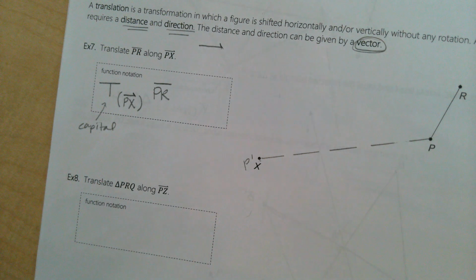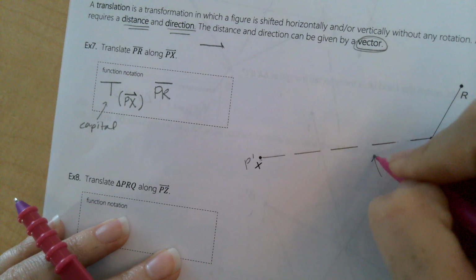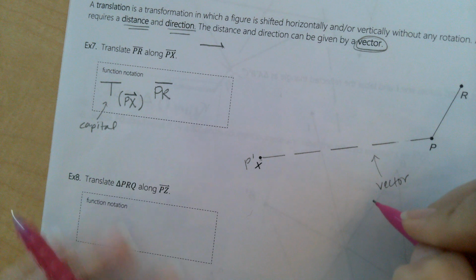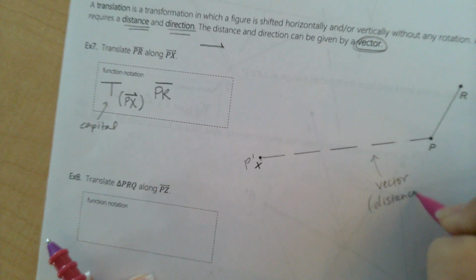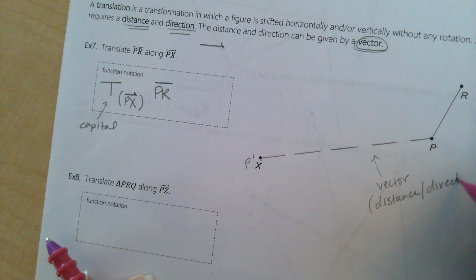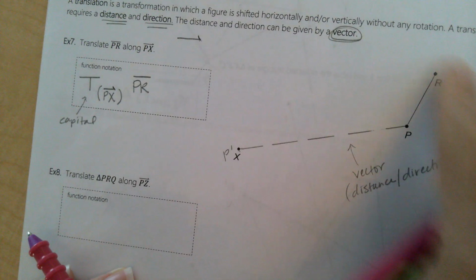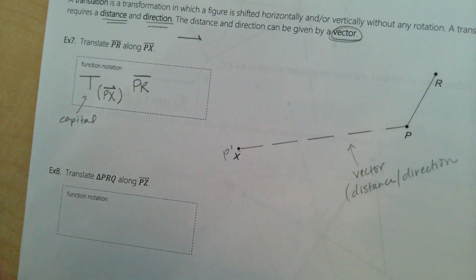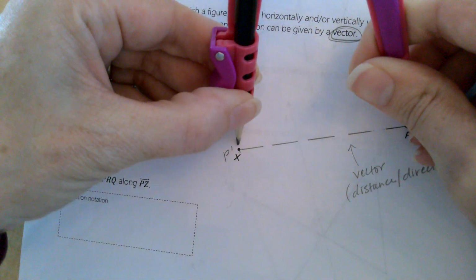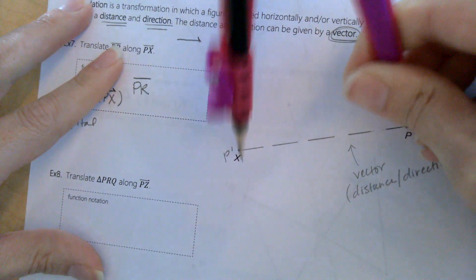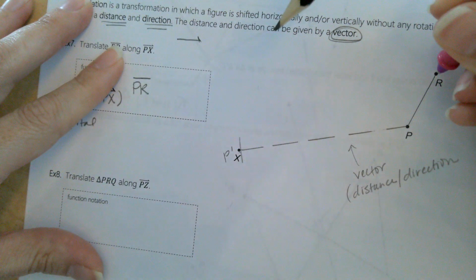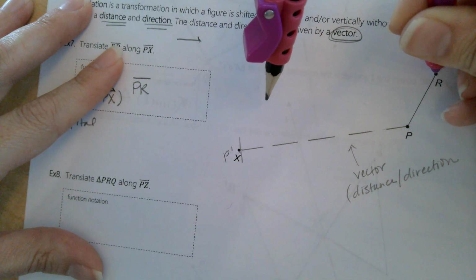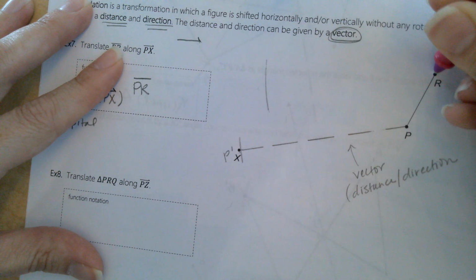Okay, so again, this is the vector here. It gives me the distance that I go and the direction I go for every point on this figure. So the next point I have to take is R. So I've got to go the same distance, the same direction. So we're going to measure from P to X, which is now P prime, and we're going to mark it. And then we're going to do the same thing up here from R, same distance, in that same direction.